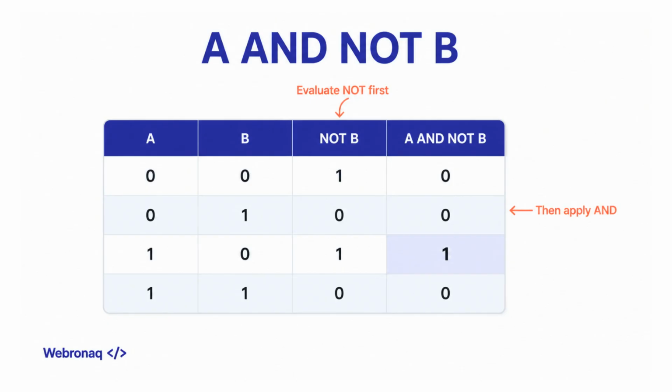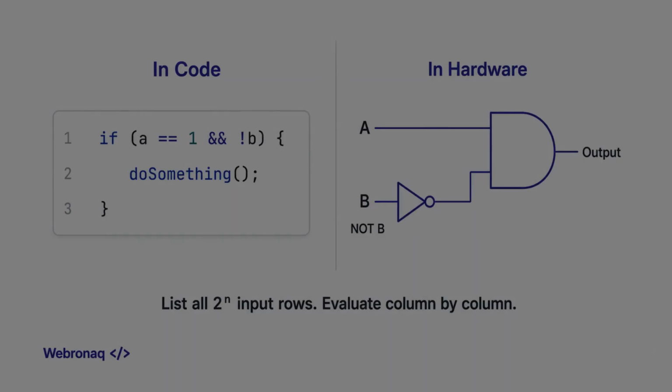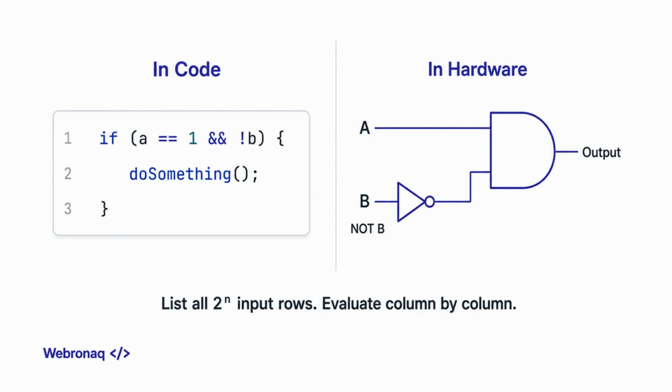Let us wrap up with why this all matters. So here is the full picture. A truth table is a complete map of a logical expression. You list every combination of inputs, 2 to the n rows for n variables, and then evaluate each operator column by column, innermost operations first.